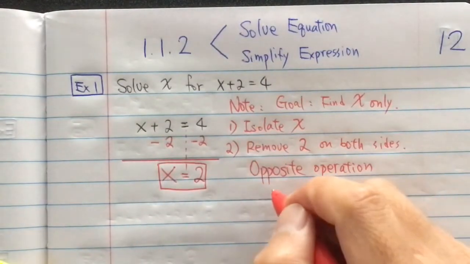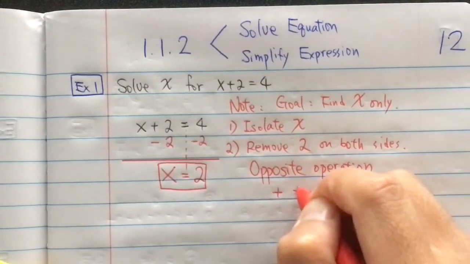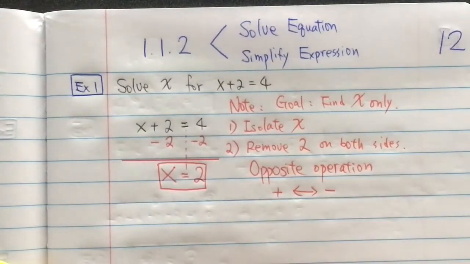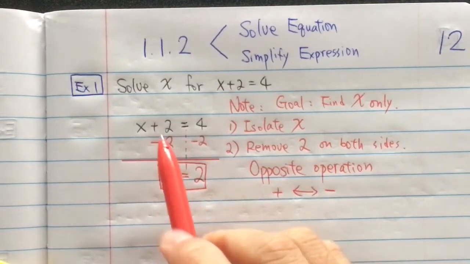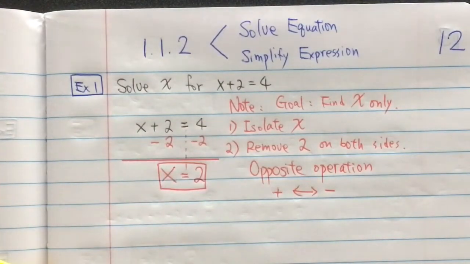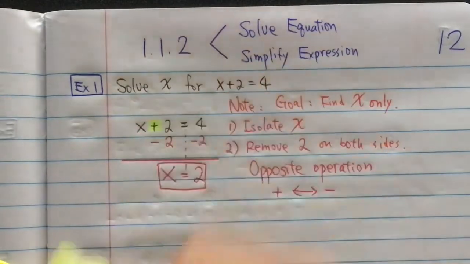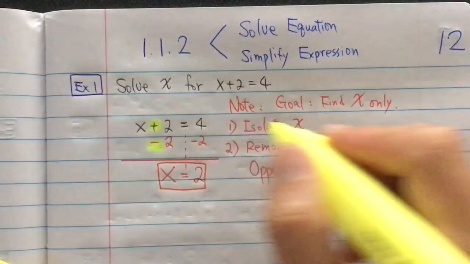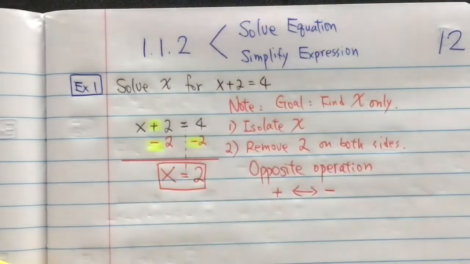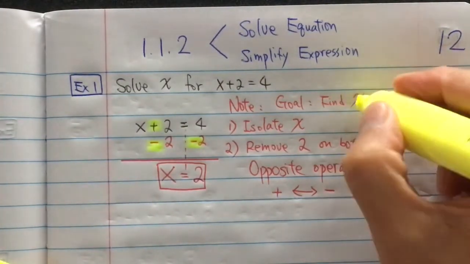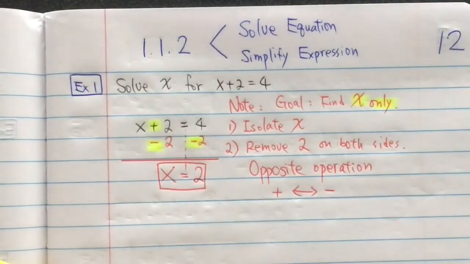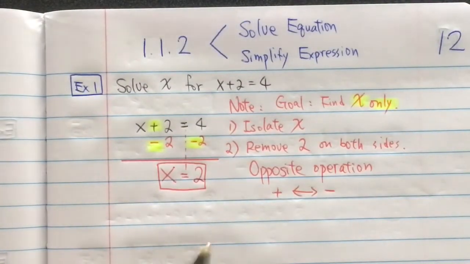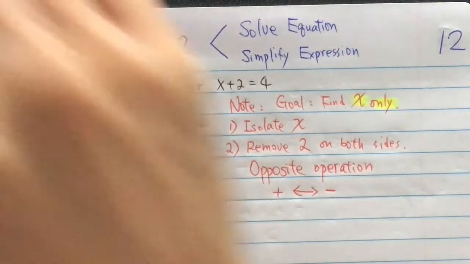And what's the opposite operation? For addition, what's the opposite operation? That would be subtraction. So now I want you to use the highlighter. Addition: the opposite operation will be subtraction. And remember, minus 2 on both sides. Get it? We want to find x only, not 2x, not 3x, x only. You got it? So this is question 1. This one should be easy, right?